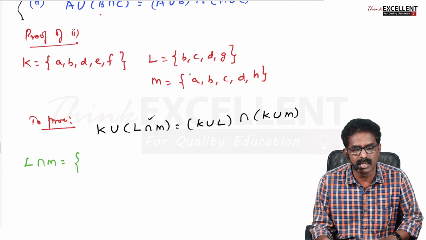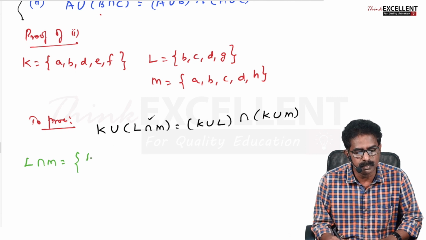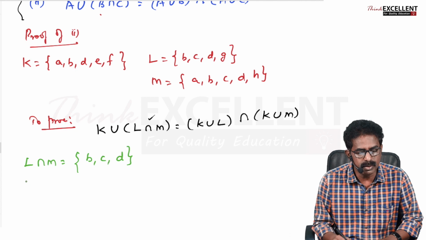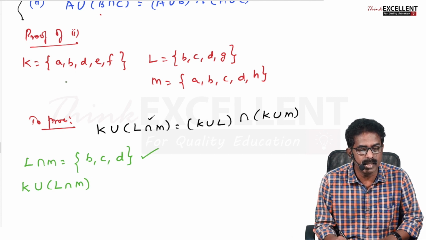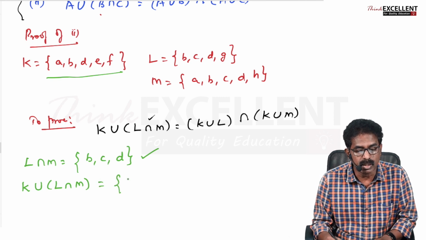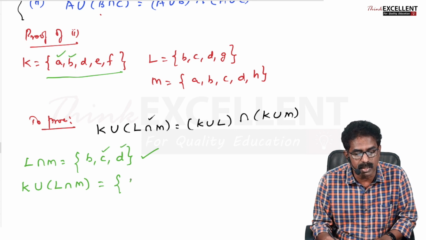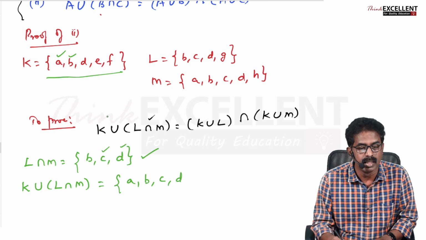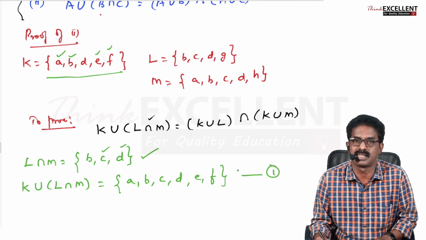What are the elements common for L and M? B is common, C is common, D is common, right? So B, C, D. Now with that you take the union, K union (L intersection M). With that you attach this K also, without repetition. So here A is there, so A, B, C, D, then here we have E, F also. So this is the answer for LHS.